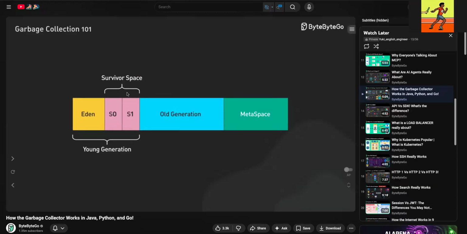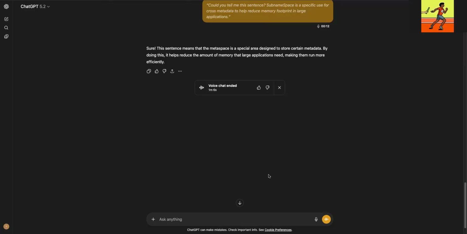Okay, time is up, but I'm not sure about some words and some phrases. So let's look up these words. Please tell me reclaiming memory. So for example, at its core, it's about reclaiming memory that's no longer in use by a program. What does reclaiming mean?